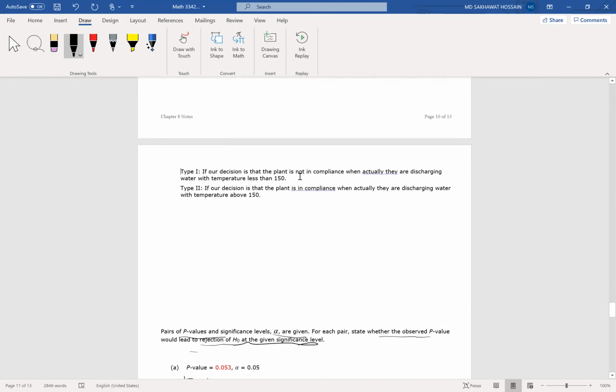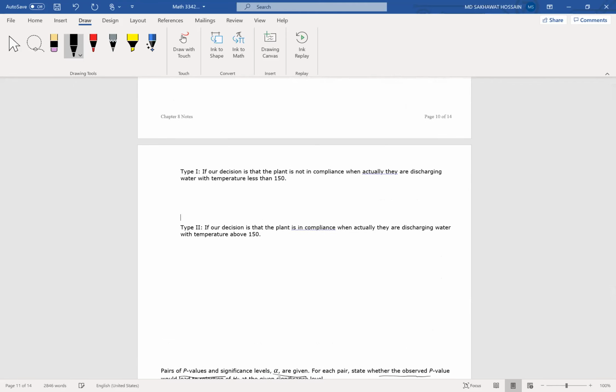Okay, now you can see. Yeah, this is type 1, this is type 2. Which one is more serious? Yeah, you are right. Type 2 error is more serious because our main concern is the environment. So if our decision is the plant is in compliance, but actually they are not, that means we are saying they are in compliance, but actually they are polluting the river, right? So that means type 2 error is more serious.